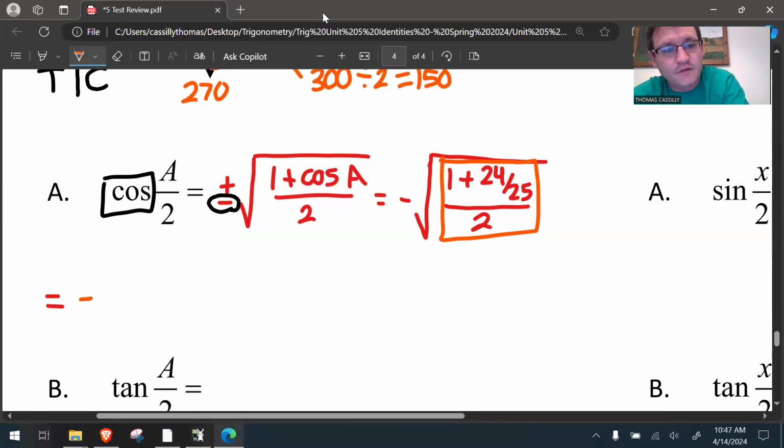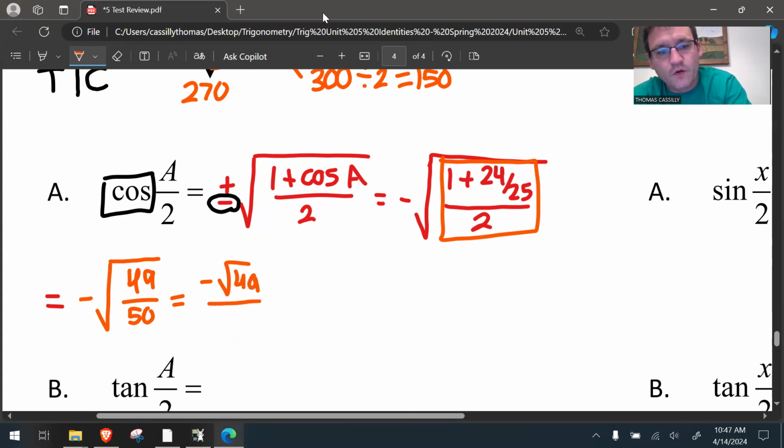This equals negative square root of 49/50. If you want to think about that, that's negative square root of 49 over square root of 50. Now, break down those radicals, simplify them if you can. The top turns into a -7, right? Square root of 49 is 7. And then on the bottom, we have 5 square root of 2.